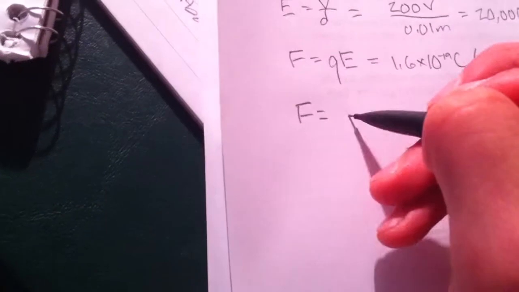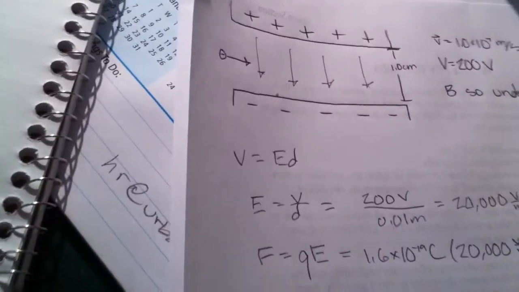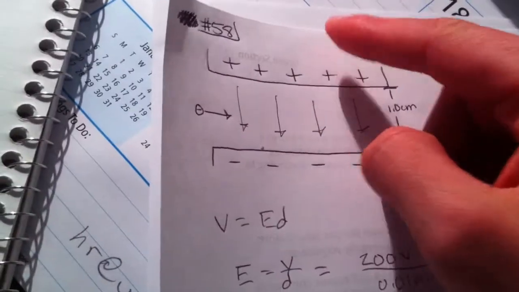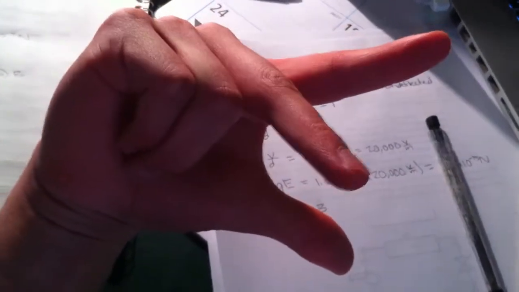Alright, so now we take our new formula we found last week and say F equals q times v cross B. Now we know from the right hand rule, if it's going to be undeflected, there's going to be a force either up or down. And since v is going straight across, if v is going to the right and we want to move it up, then the B field would be in. If we want to move it down, then the B field would be out of the page.